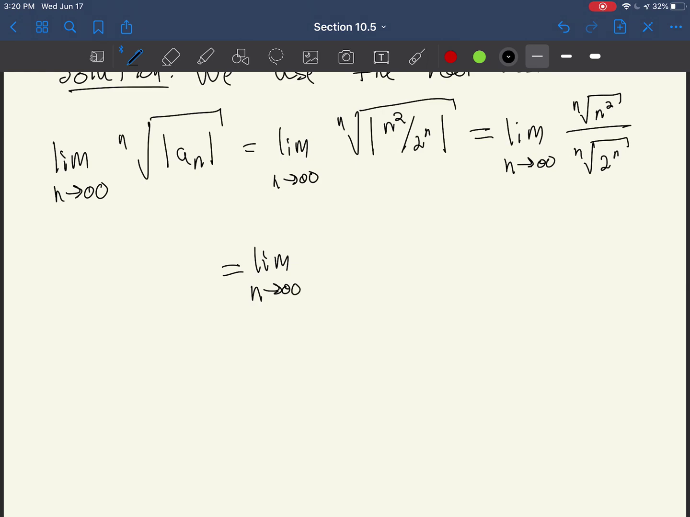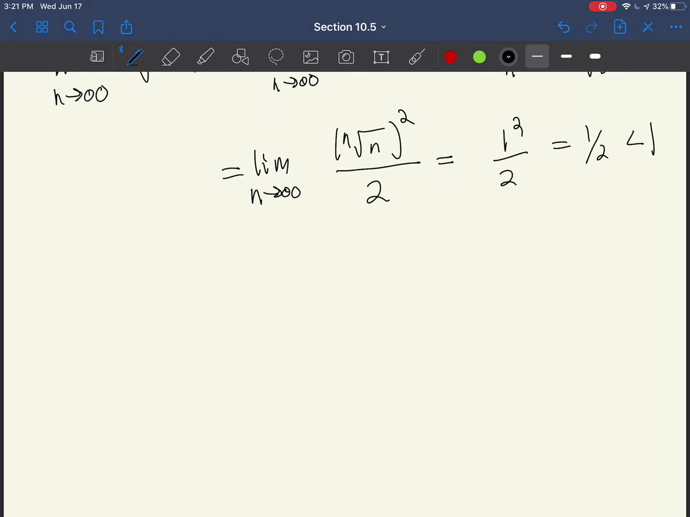This is the limit as n goes to infinity of the numerator, which we can rewrite as the nth root of n, quantity squared, and the denominator just becomes 2. Take this limit and we get 1 squared divided by 2, which is 1/2, which is less than 1. I'm going to talk about this limit in 1 second. So to finish the problem, the series converges absolutely.